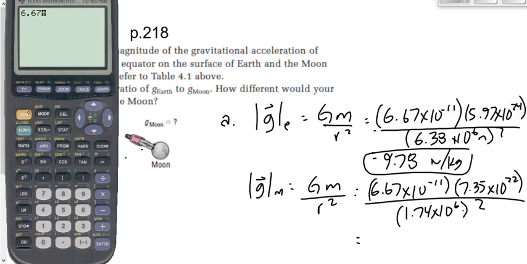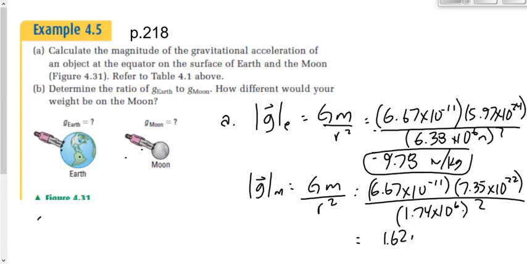6.67 times 10 to the minus 11 times 7.35 times 10 to the 22, divided by brackets 1.74 times 10 to the 6, and let's square that. We end up getting 1.62. Yeah, so it's quite a bit less, right?